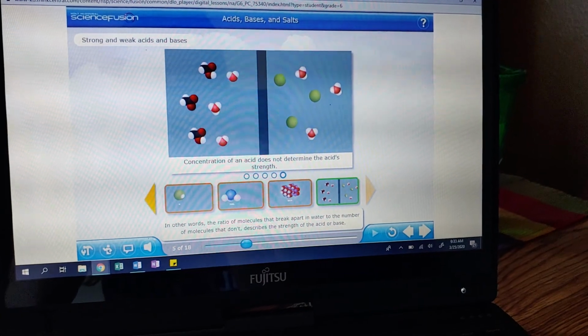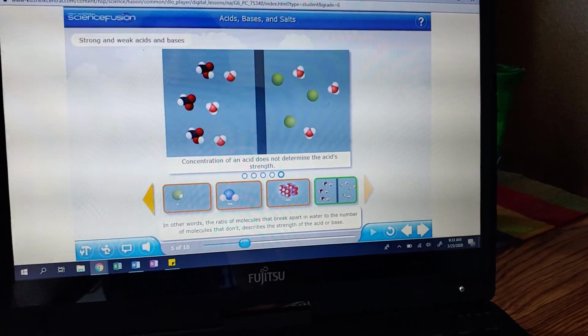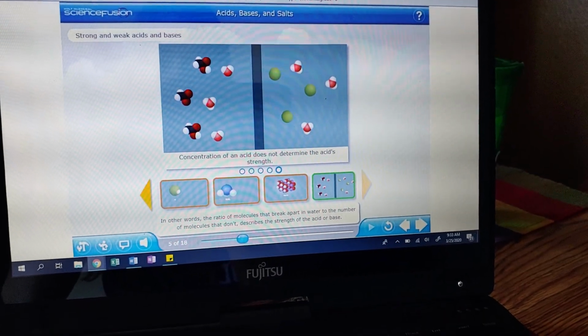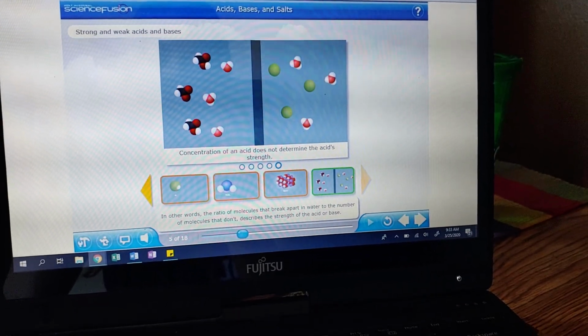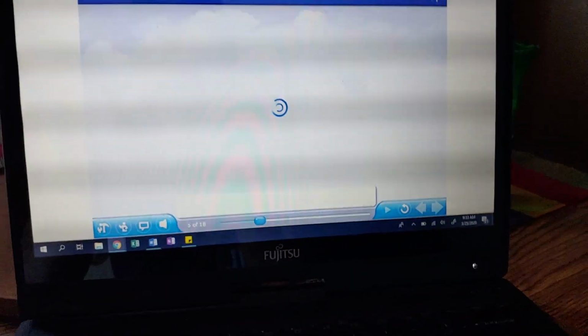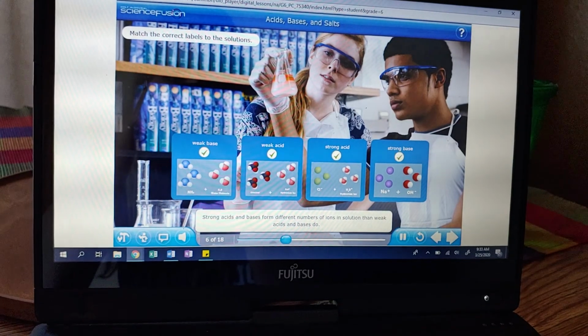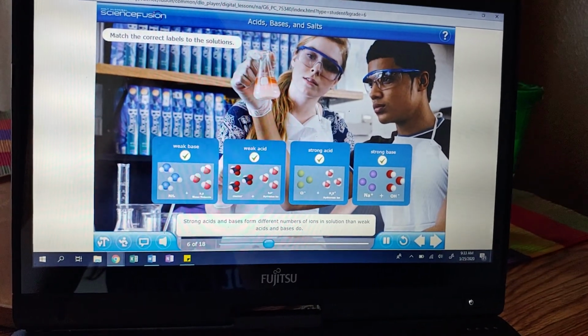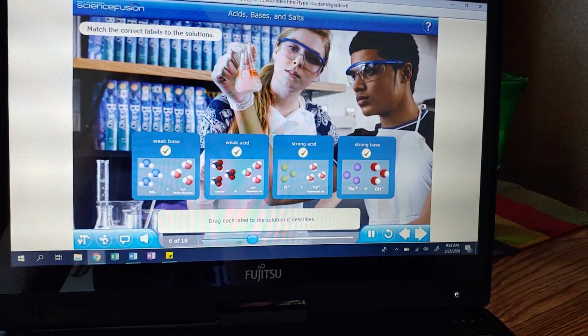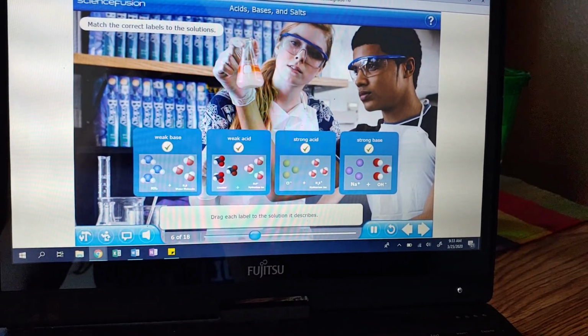In other words, the ratio of molecules that break apart in water to the number of molecules that don't describes the strength of the acid or base. Strong acids and bases form different numbers of ions in solution than weak acids and bases do. Drag each label to the solution it describes.